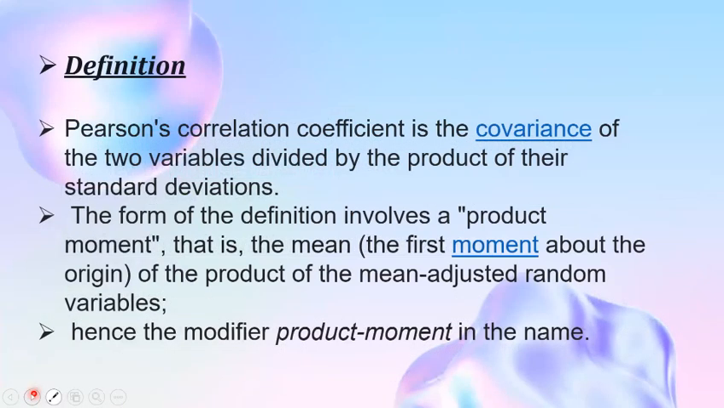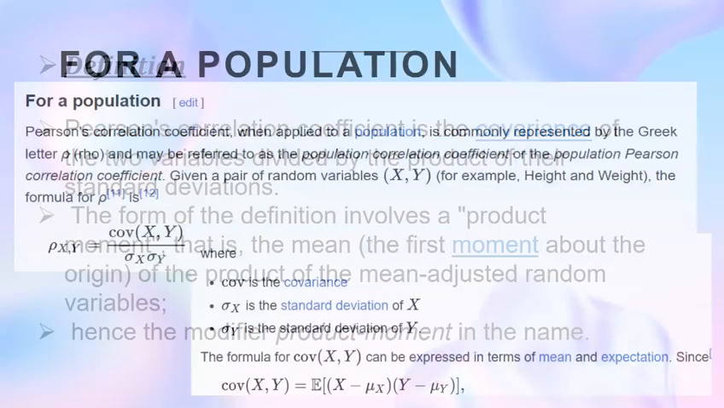So what is the definition? Pearson's correlation coefficient is the covariance of the two variables, divided by the product of their standard deviations. As we have discussed earlier, the form of the definition involves the product moment, that is, the mean, the first moment about the origin of the product of the mean-adjusted random variables. Hence, the modifier product moment in the name is used.